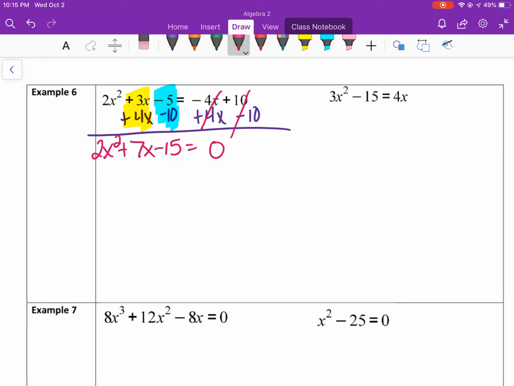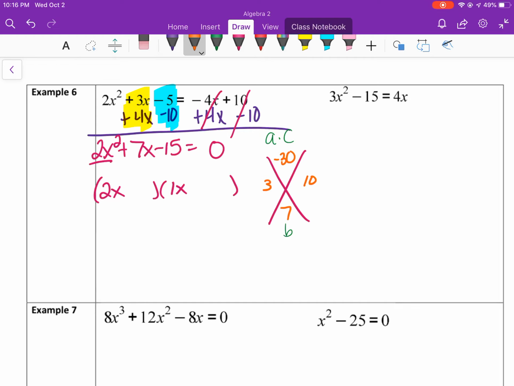So I know, since I have a 2x squared, I'm going to have a 2x and a 1x to get the 2x squared. And then you'll need to find factors of a times c that add up to b. So a times c is -30. And they have to add up to 7. So -30, so they have to have a difference of 7. So 1 and 30, nope. 2 and 15, nope. 3 and 10, you can make 7 out of 3 and 10.